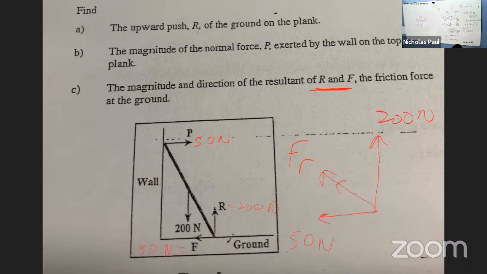Right, use Pythagoras, so that'll be the square root of 200 squared plus 50 squared. How are we going to show the direction? Right, find the angle to the ground. So you have to find alpha here. Tan inverse of 200 over 50.